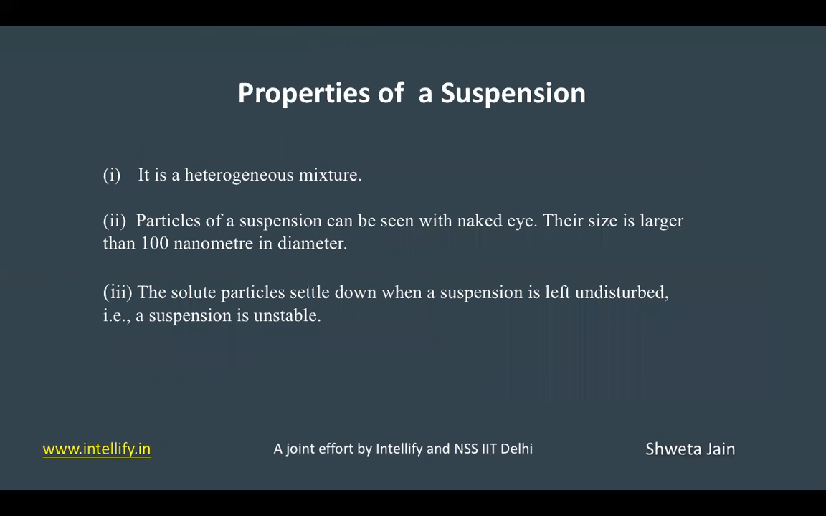Properties of a suspension. We have already seen in the definition of a suspension that it is a heterogeneous mixture. We can see the particles of a suspension with our naked eye because the size is large enough. The size of the particles of a suspension is larger than 100 nanometers in diameter. The solute particles settle down when a suspension is left undisturbed for quite some time. That means a suspension is unstable.